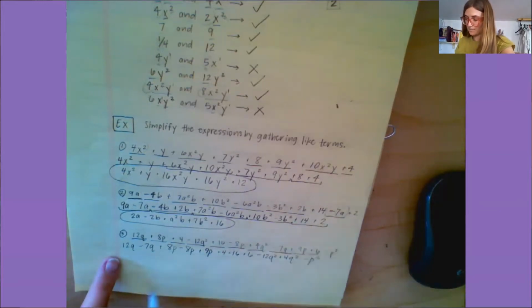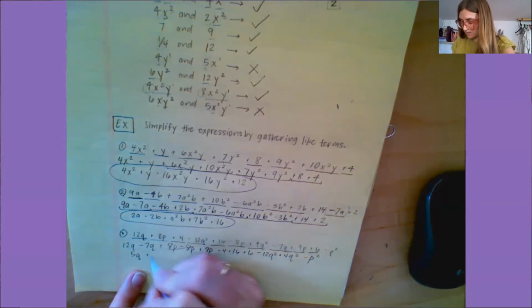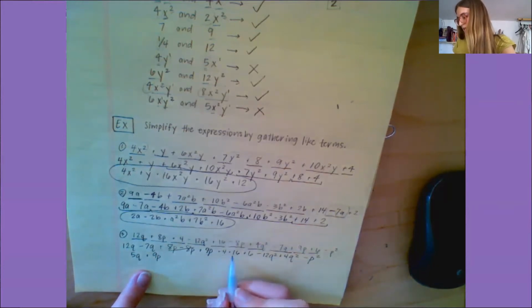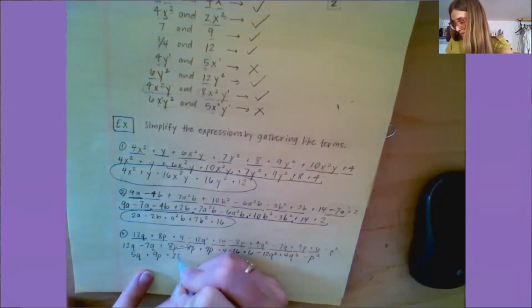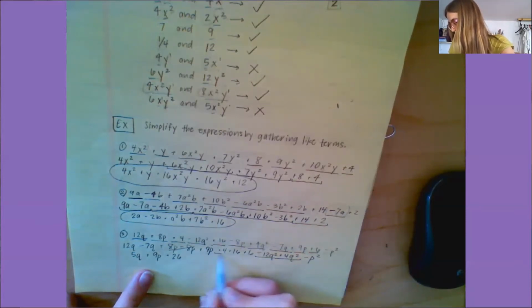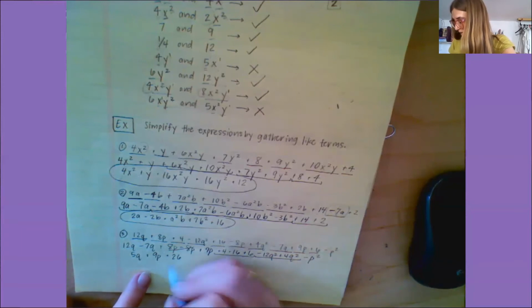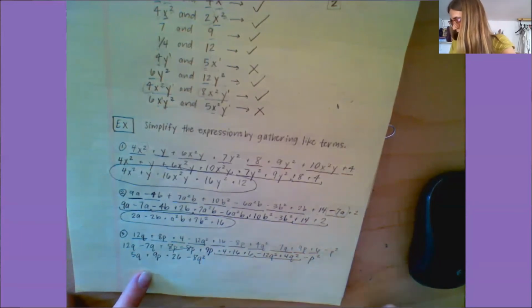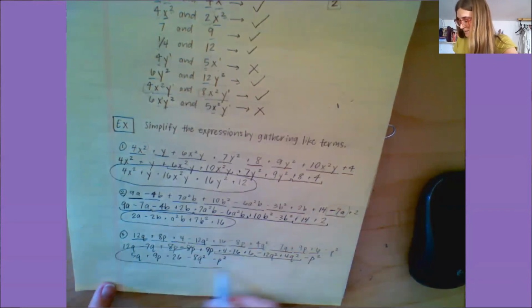So 12q minus 7q is 5q. 8p minus 8p is 0. So that will cancel out. But then I get 9p plus 14, plus 4 plus 16 plus 6 gives me 26. Then I have minus 12q squared. Put those together. So minus 12q squared plus 4q squared gives me negative 8q squared minus p squared. And that'll be my simplified expression.